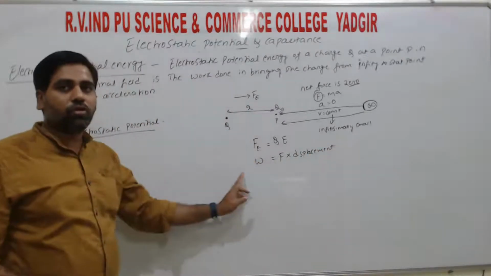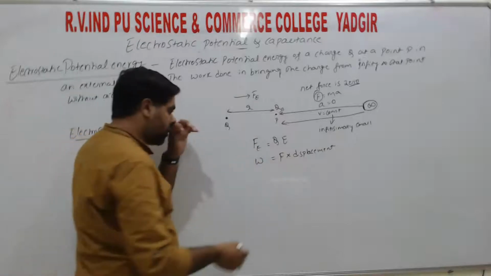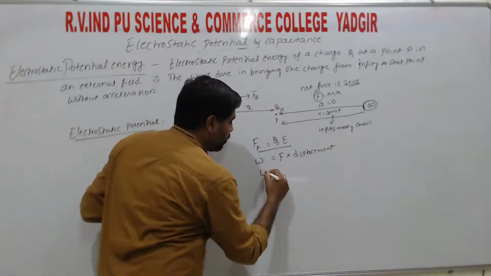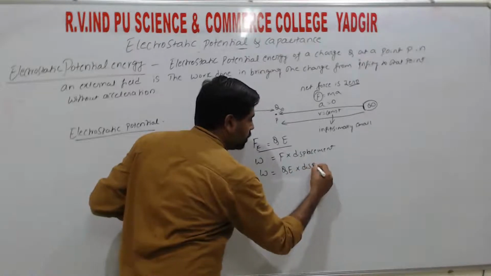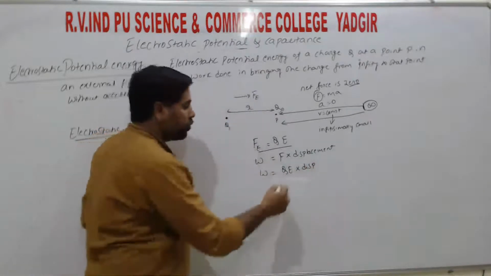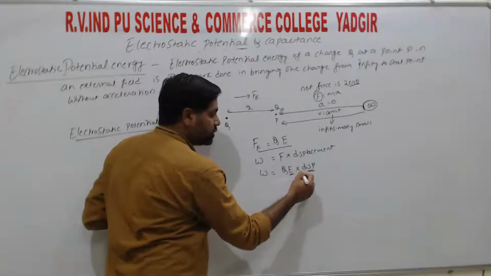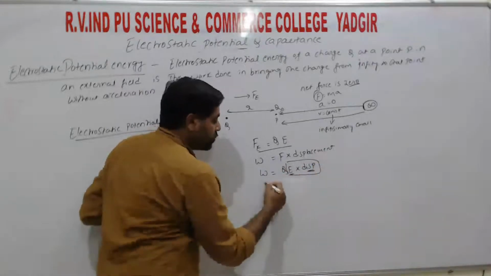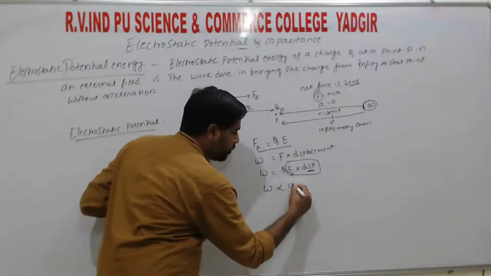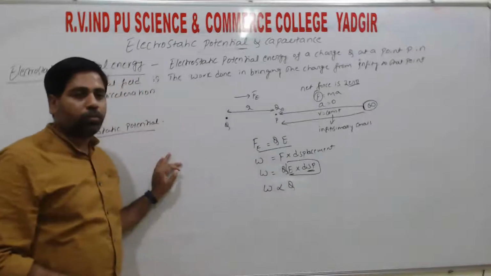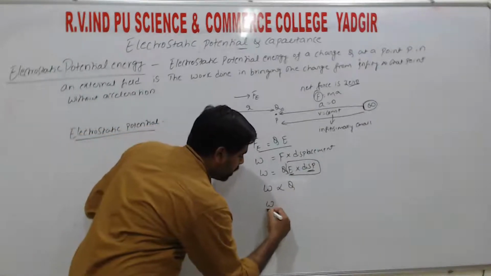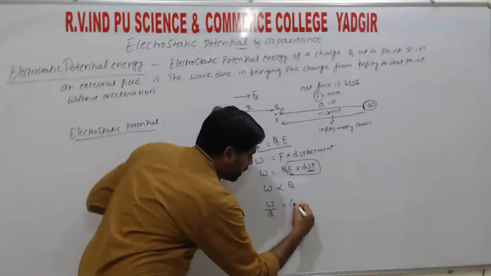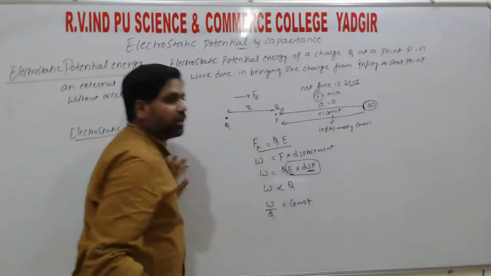Work done is equal to force into displacement. So we know the work done W is equal to QE into displacement. Here the electric field is constant and the displacement is constant, so we can relate that W is directly proportional to Q. If we shift this Q to the LHS, then W divided by Q is equal to a constant.